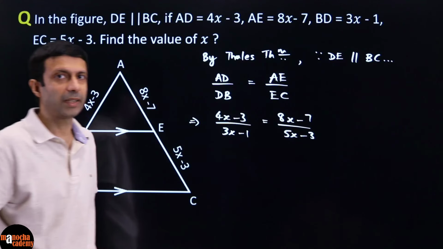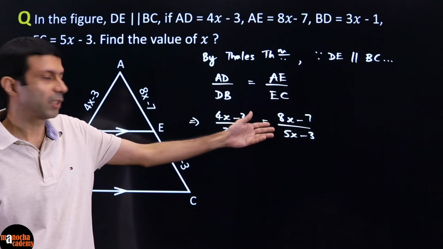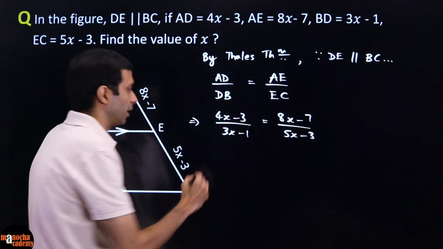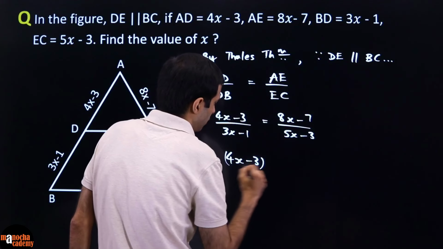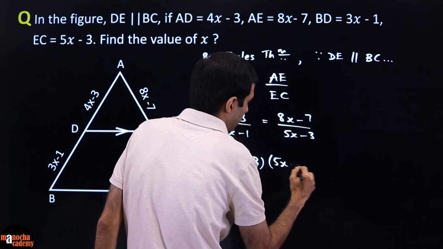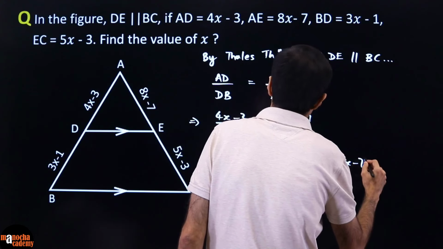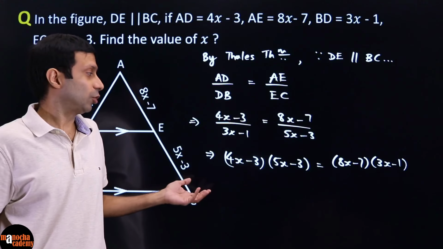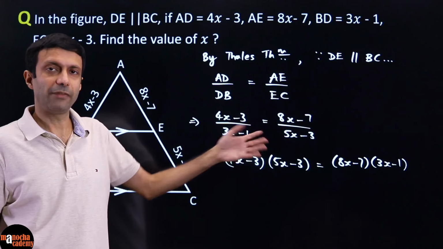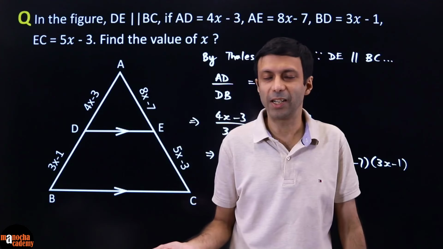Now how do you solve this equation? Because you have to solve for x. One simple trick is to cross multiply. Since there is not much simplification we can do, we can cross multiply here. So basically we'll get 4x minus 3 times 5x minus 3 equal to 8x minus 7 times 3x minus 1. Now to solve this, you will have to expand the left hand side and right hand side, see what equation you get, and please solve that equation.